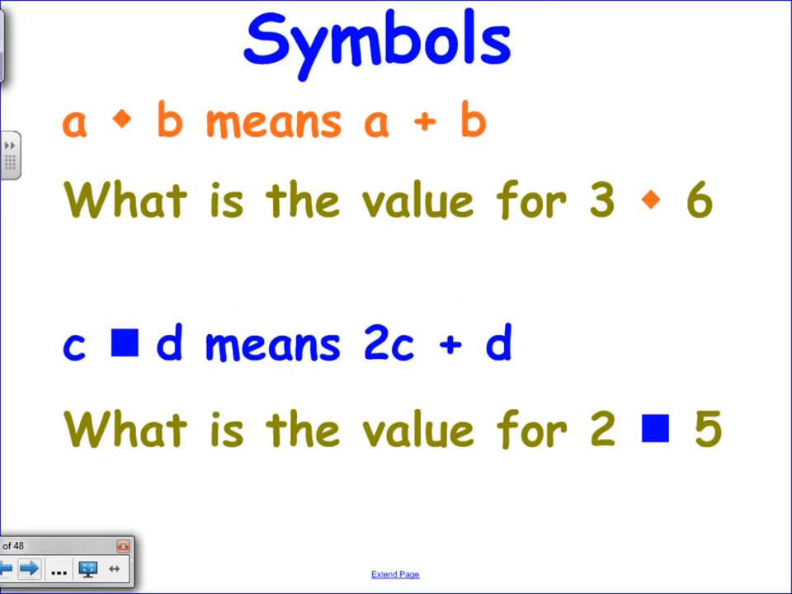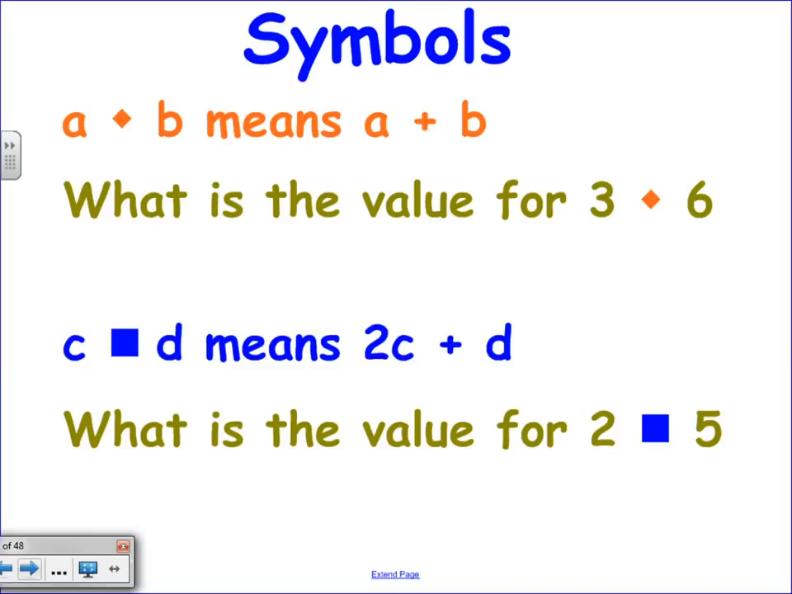I'm going to finish off solving equations before we go on to inequalities by talking about these, because I didn't really know where to put them, and it's a one-off slide because it's really hard to explain where it fits in with what we've done so far. It definitely fits in, and every 2-3 exams they'll throw something like this in. What they're saying is A diamond B means A plus B, and then they'll ask what the value is if I have 3 diamond 6.